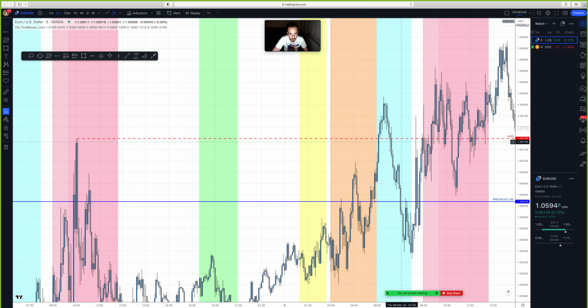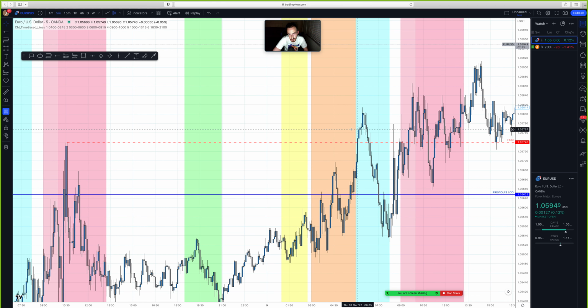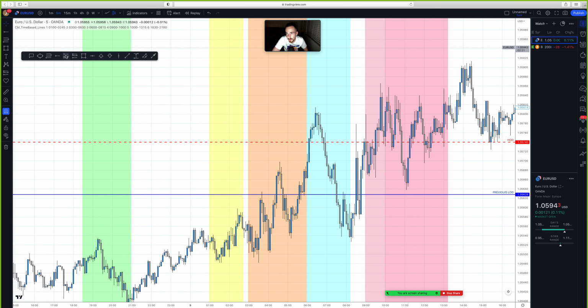We have this high of day right here, right? And then you can see how it looks like price manipulated above the high of day and then created this area of supply right here. Notice this previous contrary candle before this push right here. So notice this. Imagine this.